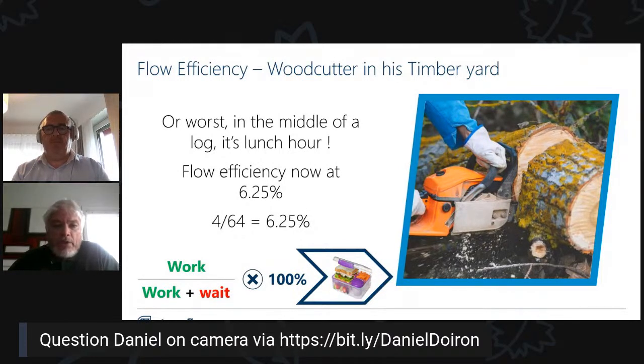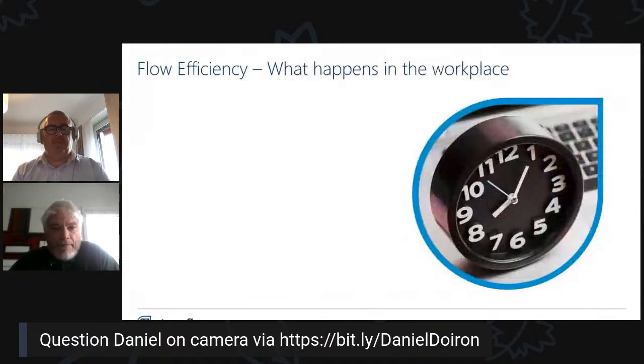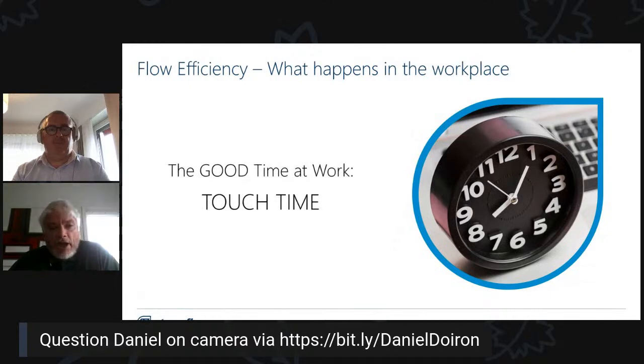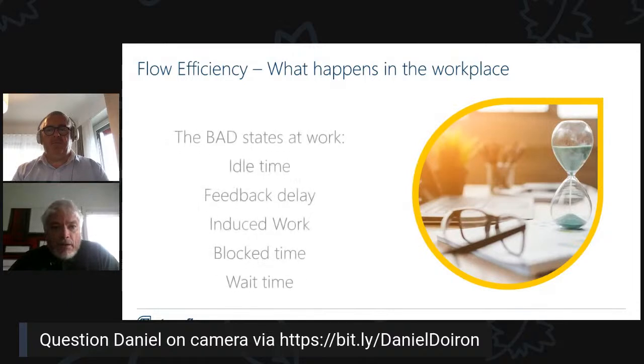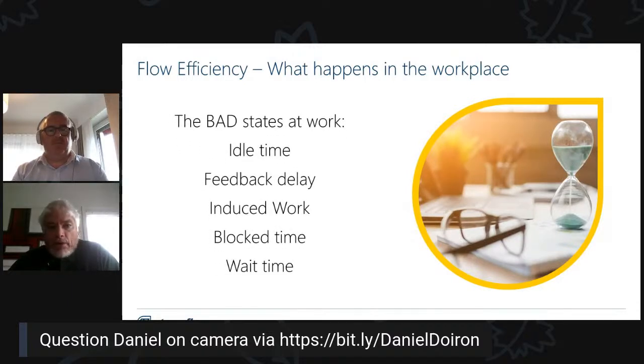Now, how do we measure this? How do we implement this visually? That is something we'll show you. Touch time is always a good time. When you work on something, when you basically touch the work, it's a perfect time. This is when you make progress. And of course, the bad times at work are idle time, feedback delay, induced work, block time, and of course, wait time.